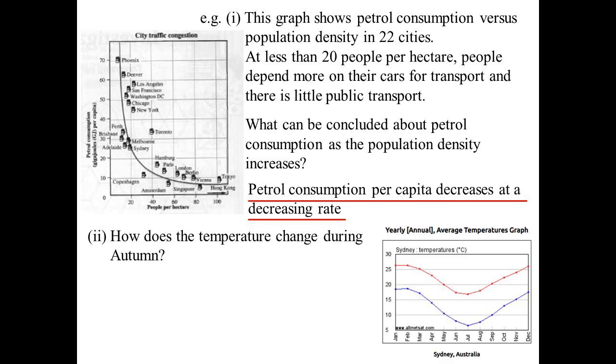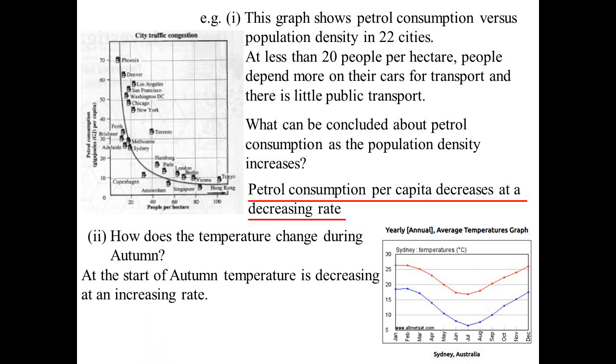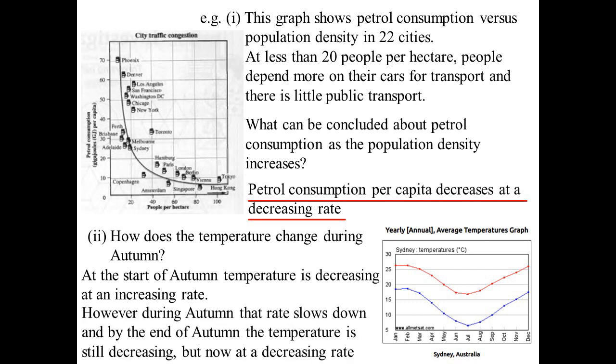Temperature. So how does temperature change during autumn? Of course, first of all, you've got to remember which 3 months are autumn. We're in Sydney, so we know we're okay. And of course, autumn, when does it start? It starts March, April, May. Okay, so at the start of autumn, so it starts in March.